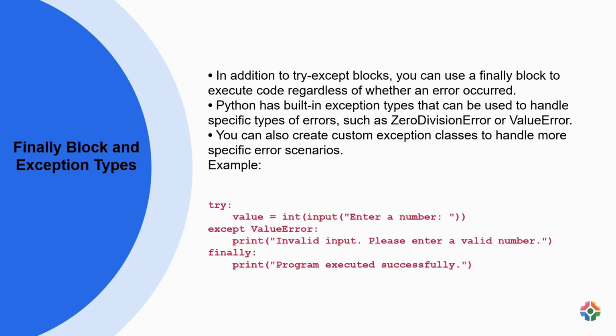For instance, in the provided code snippet, if a ValueError occurs when converting input to an integer, the except block catches it and outputs a relevant message. Subsequently, the finally block prints a success message without regard to whether an exception was triggered. This structure aids in maintaining robust error handling and ensures critical operations are carried out appropriately within programs.